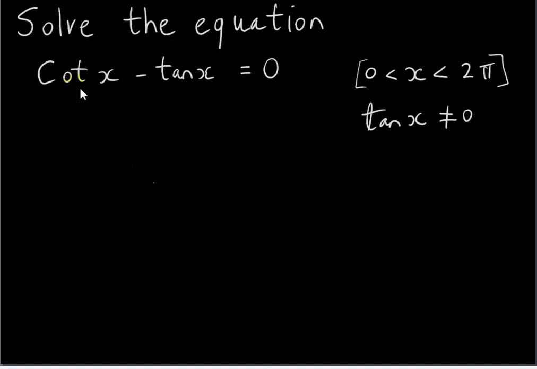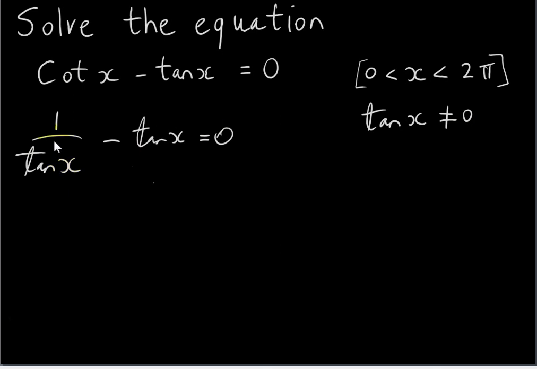Solve the equation cotan of x minus tan of x equals 0 for x between 0 and 2 pi. Now, you can look up the definition of cotan x. It's 1 over tan of x. Now, we're given here that tan of x is not equal to 0. Well, the reason for that is because we cannot divide by 0. So, the denominator of this fraction cannot equal 0. Division by 0 is undefined.